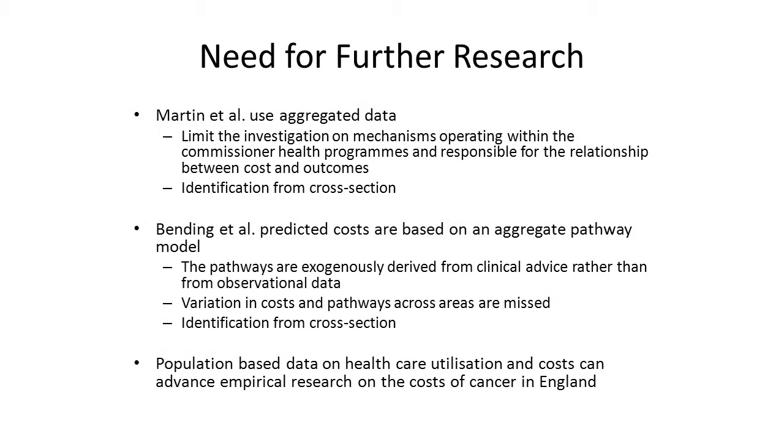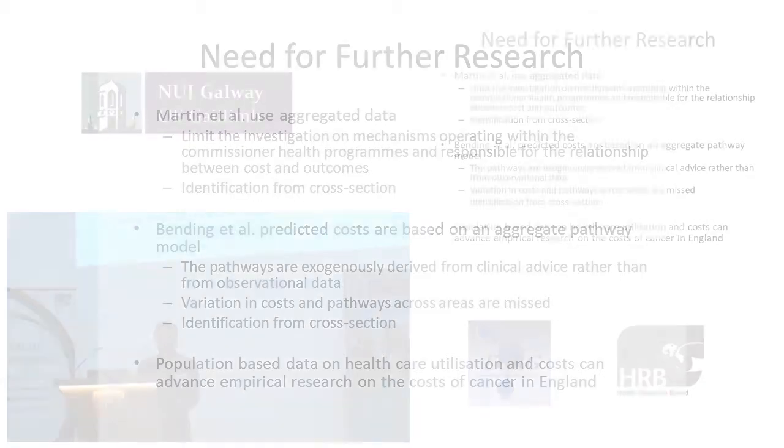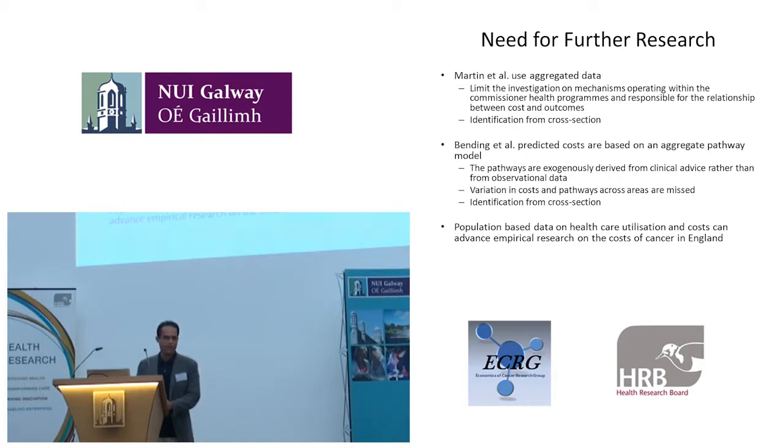So I'm taking these two examples just for describing what the space is for future research and what the limitations are of the research that we are currently able to carry out with the data that are available. So in Martin and colleagues, they use aggregate data at the level of healthcare commissioners. So this limits the investigation of the mechanism that explains the relationship between more spending and better health outcomes. And this could be disentangled if we had microdata at the level of the patient. Also, the identification is obtained through a cross-section. So we are observing expenditure and outcomes only in 1 year of data.